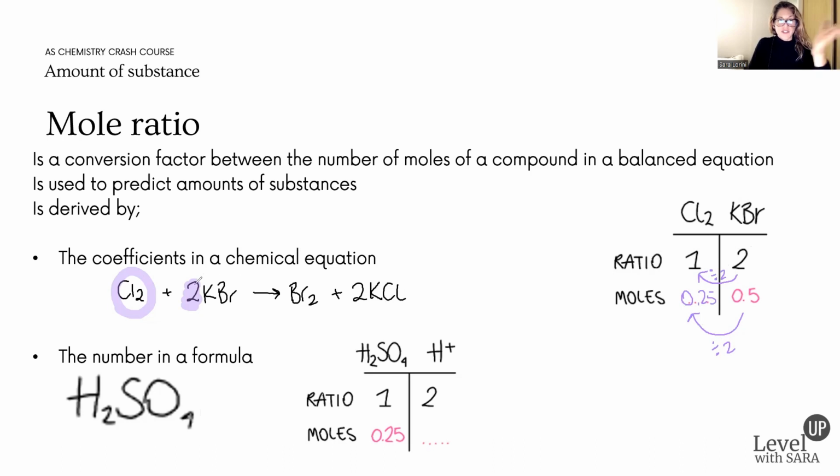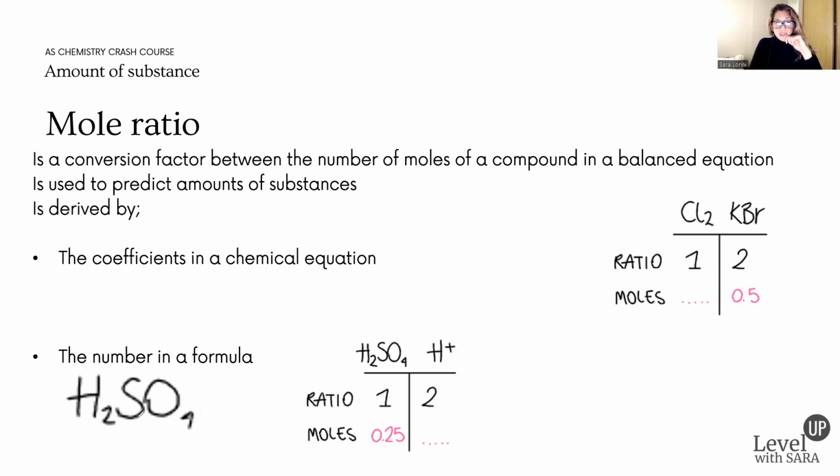So this is applicable for chemical equations. In this case, the ratio is given by the coefficient, but actually also by the numbers that we have in a formula of a compound. So, for example, in H2SO4, for each molecule of sulfuric acid, we have 2 hydrogens. So this conversion would work to find the number of moles of hydrogen in that compound. If we have 0.25, we double it. And in this case, as you can see, it's really simple. So this would be 0.5.